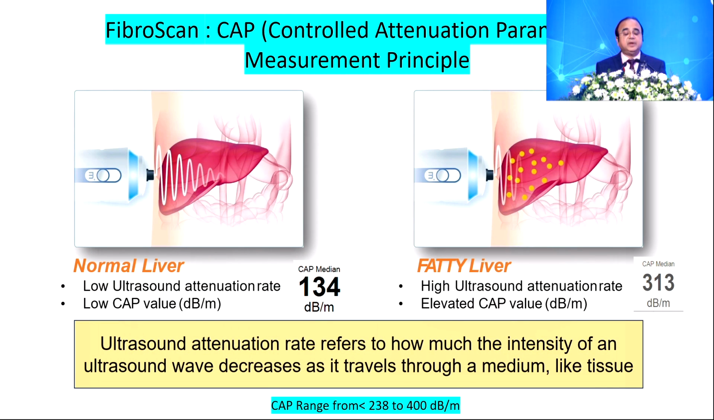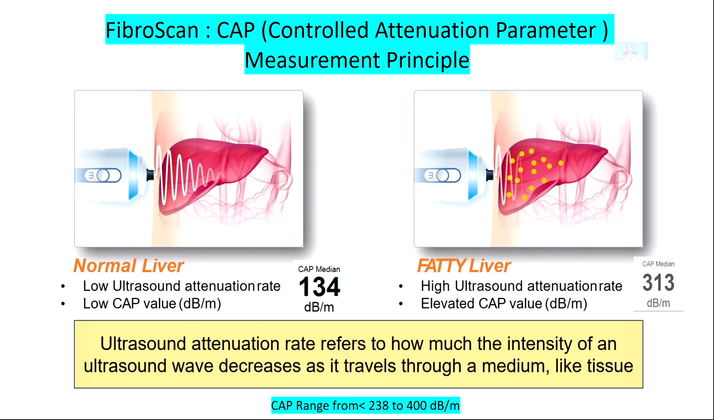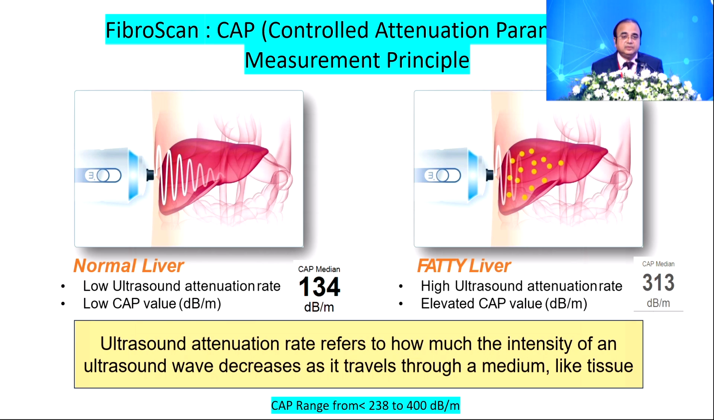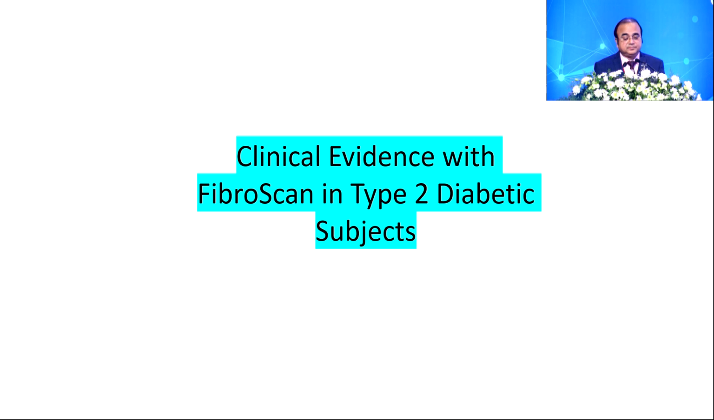So what is CAP? CAP is the controlled attenuation parameter, and what it measures is how the attenuation rate of the ultrasound wave we are measuring. If the attenuation rate is low, the CAP will be low. So it ranges from less than 238 to 400. The higher the CAP, the more the amount of steatosis.